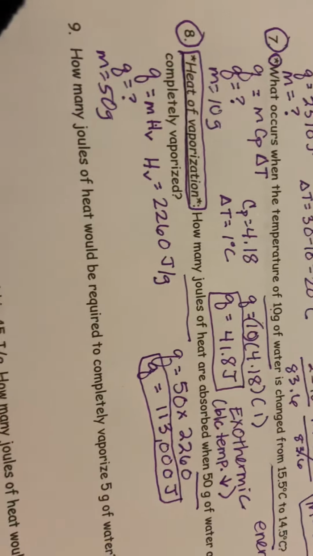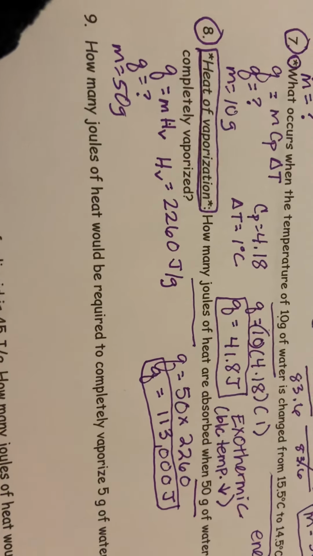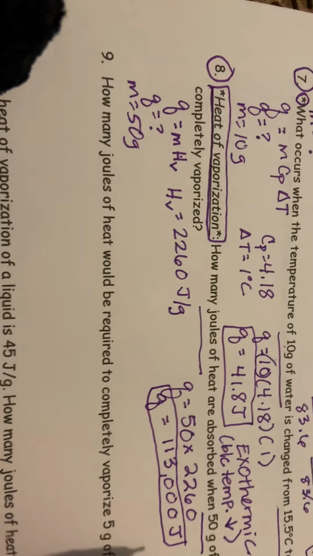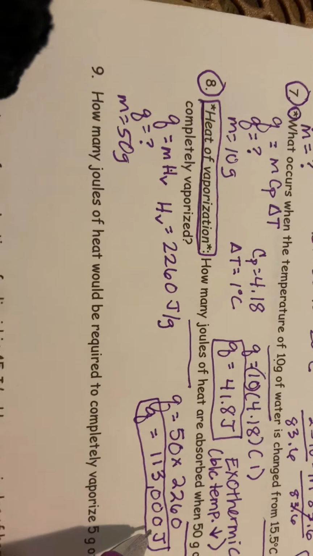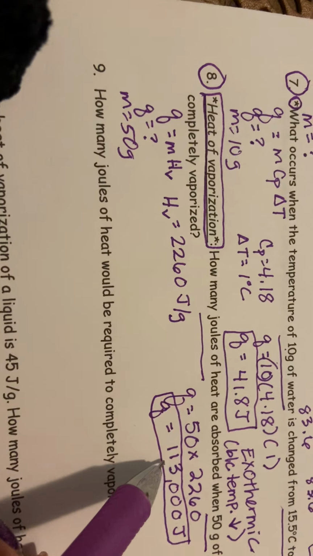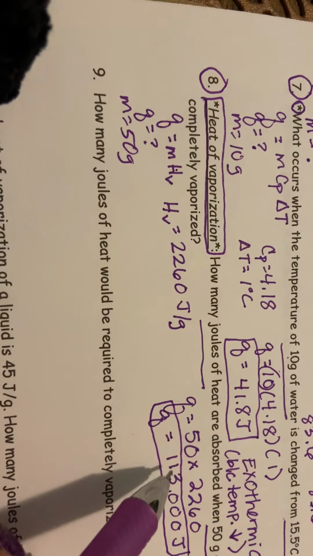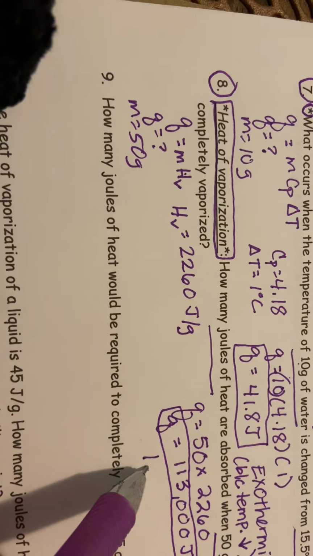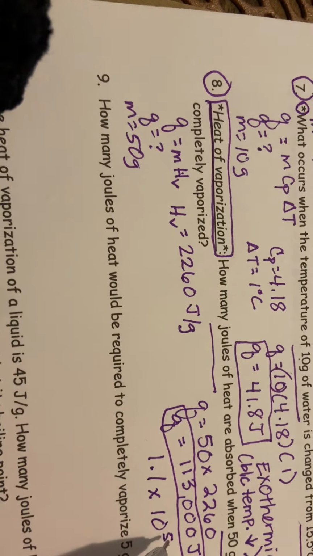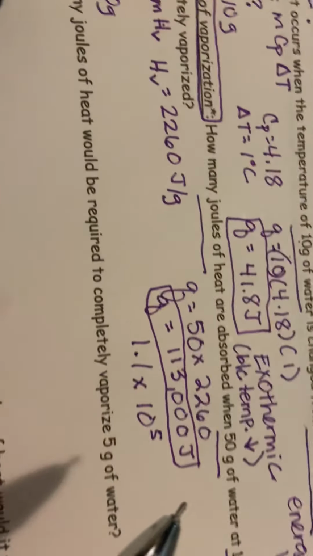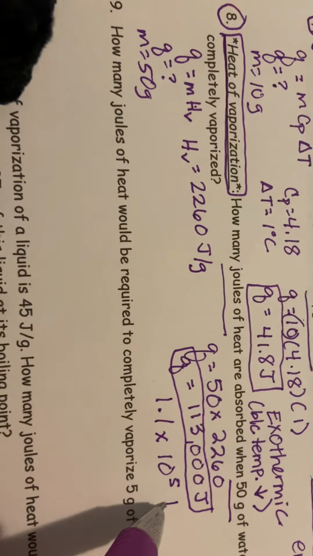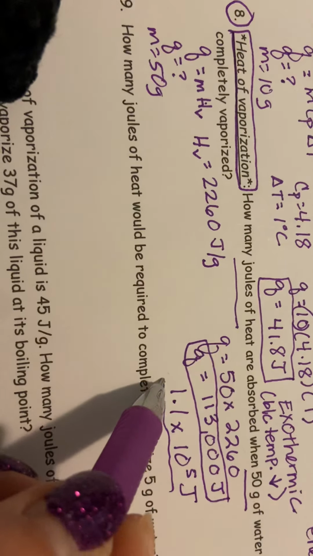Now, just in case scientific notation shows up, how would I change that to scientific notation since that's kind of a large number? So remember, you start over here, you move your decimal point over. So 1, 2, 3, 4, 5. So when you move it to the left, it's a positive exponent, and we counted to 5. Now, if I had moved it to the right, it would have been a negative exponent. Okay, so there it is in scientific notation.